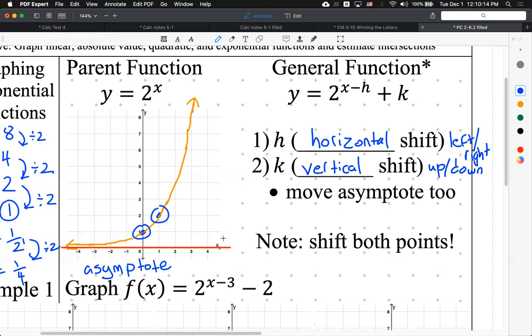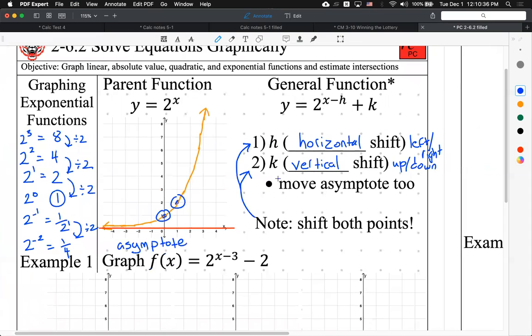I will have a note here. Whenever you have K, it will move the value of your asymptote. So if you move up and down, this red line, this asymptote moves with it. Something to keep in mind. All right, and then again, shift both points for both H and both K. Both of these points get moved with both of these values of H and K.